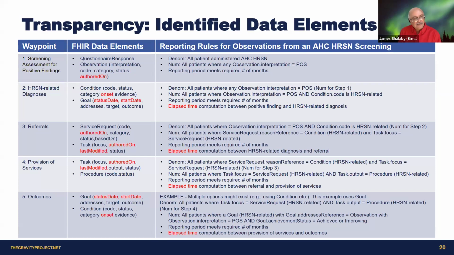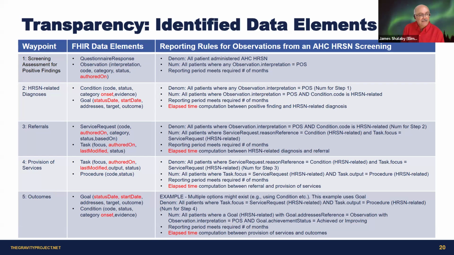The second waypoint is when was the diagnosis made, the HRSN related diagnosis. So the important elements that come into play are the condition, and specific elements are the condition code, the status, the category, is it food insecurity, housing insecurity, the onset, when it was detected, and the evidence supporting that condition. Evidence points back to the screening instrument, or the instance of the screening, that was used to determine that condition, if one was used at all.